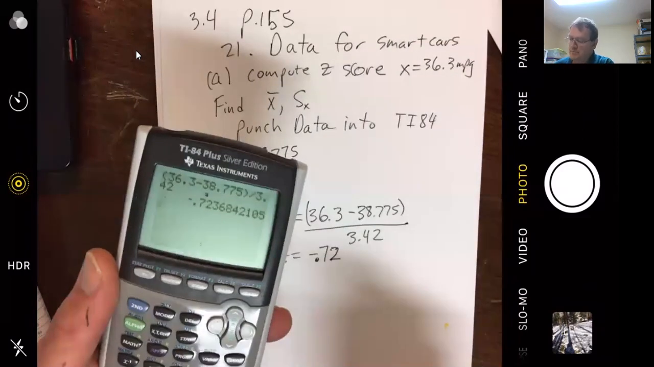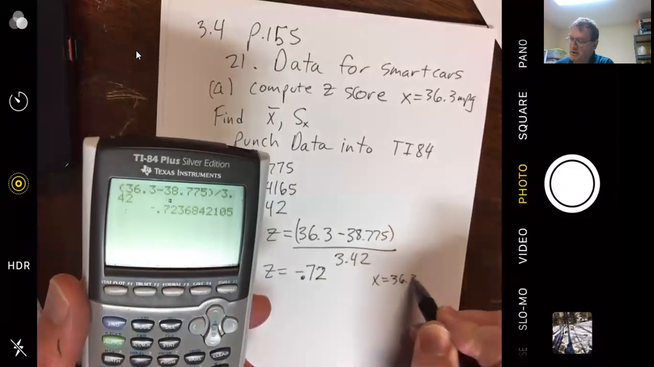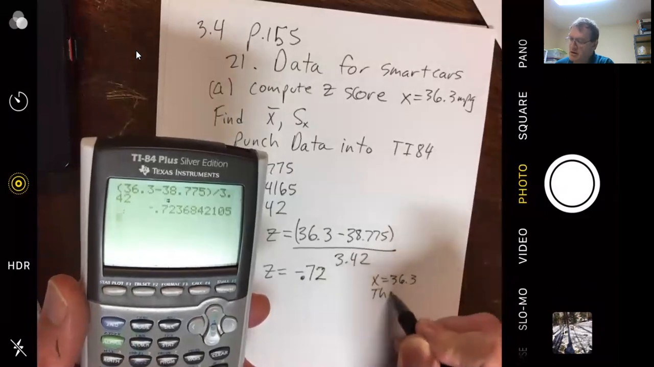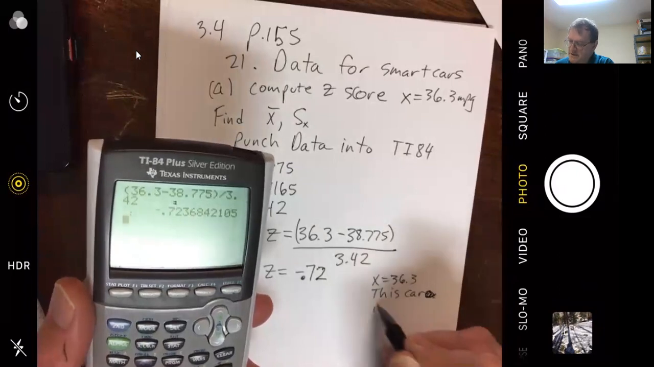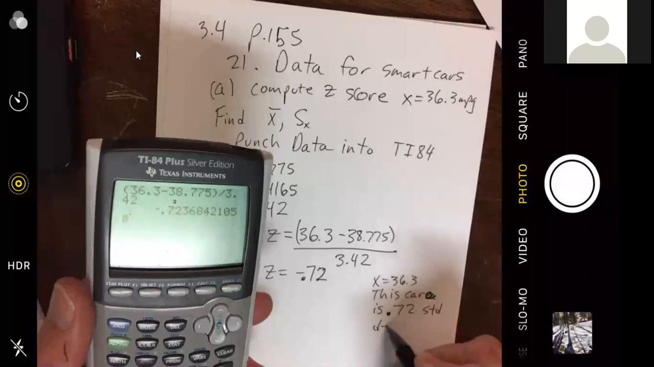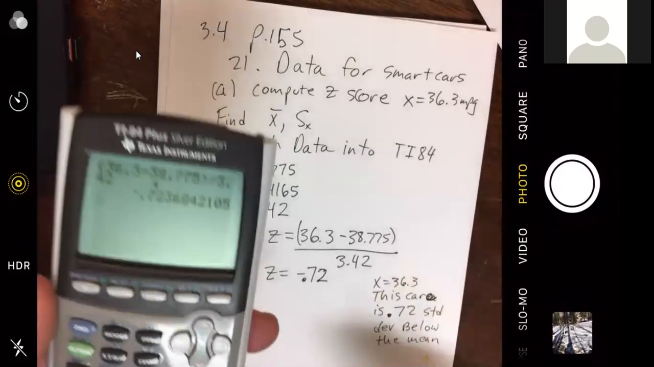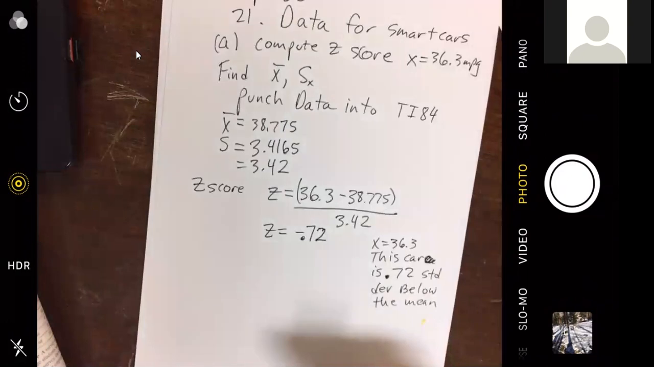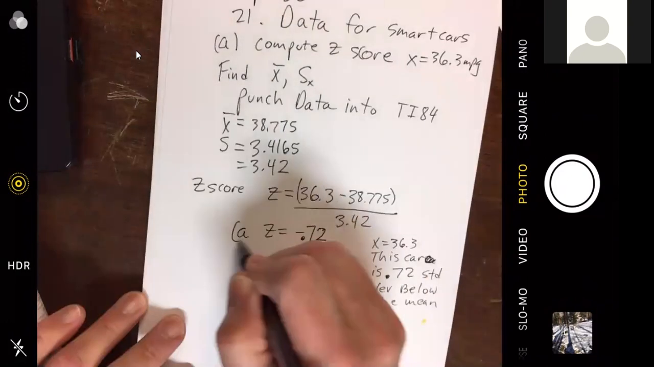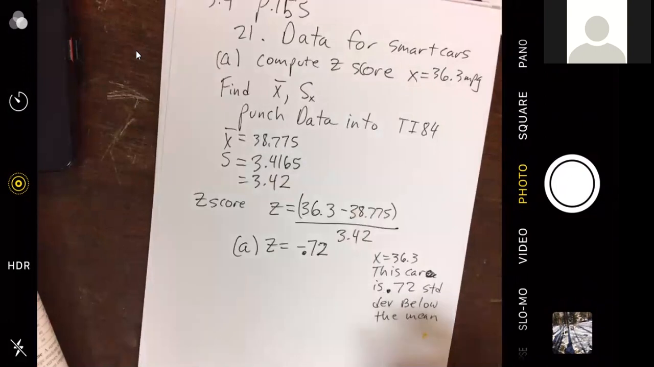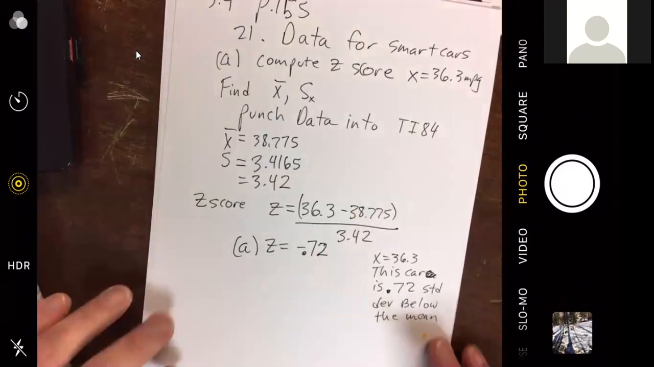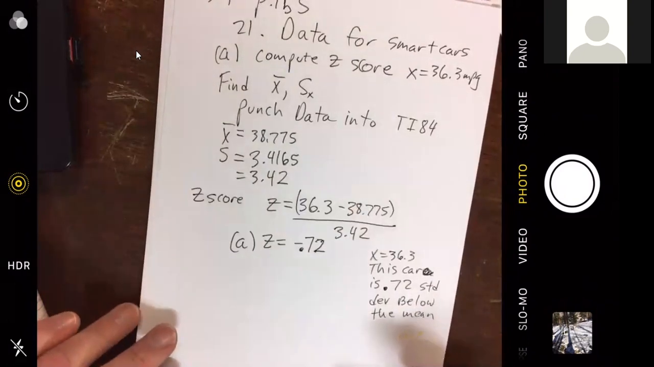This car, x equals 36.3, is 0.72 standard deviations below the mean. So it's below average, not quite to 1 standard deviation below the mean. That's part A. So yeah, a bit of a project, because they're not kind to you, didn't give you the standard deviation or the mean. You have to know to plug in and find them.